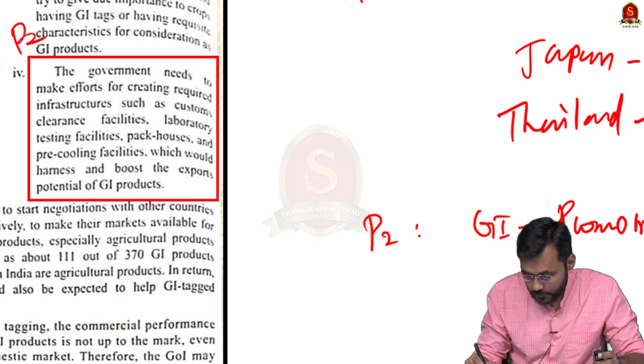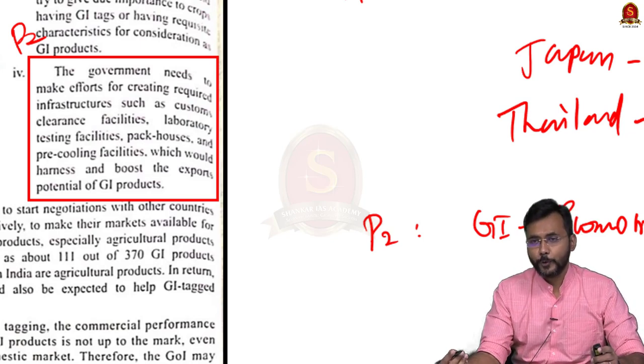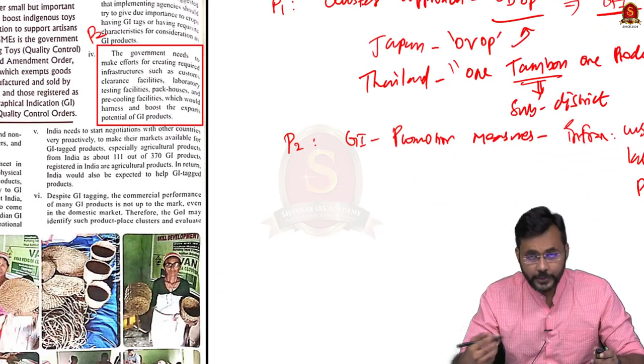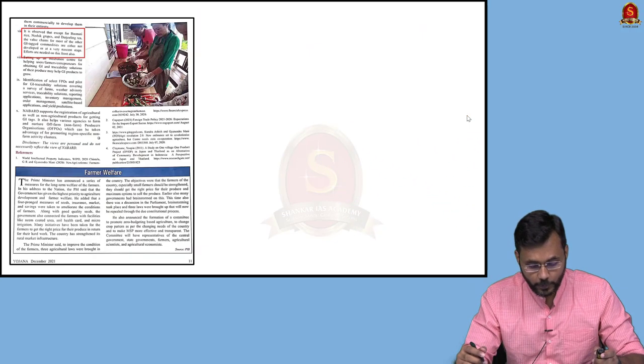And packing houses and cooling facilities. So all this needs to be done. Then only you can focus on GI products to be an export commodity. So these are all the suggestions given to the system on what needs to be done.